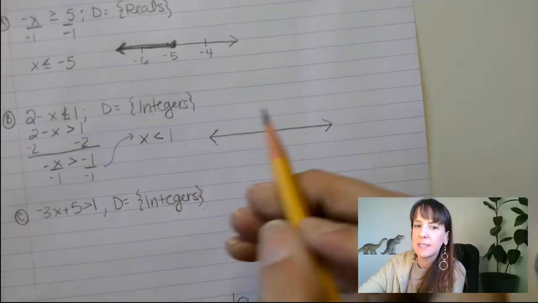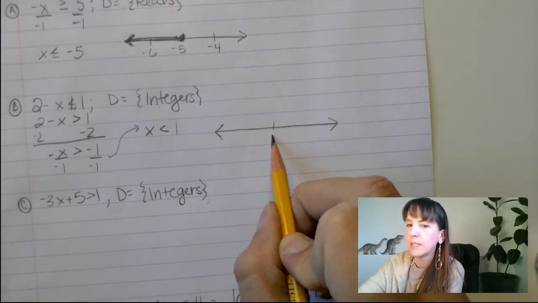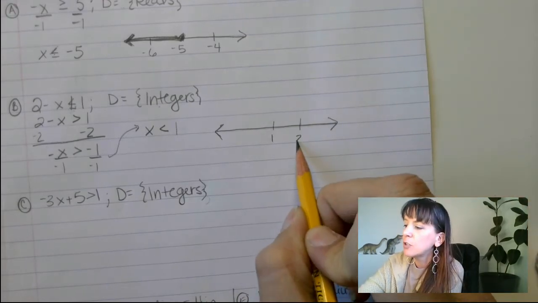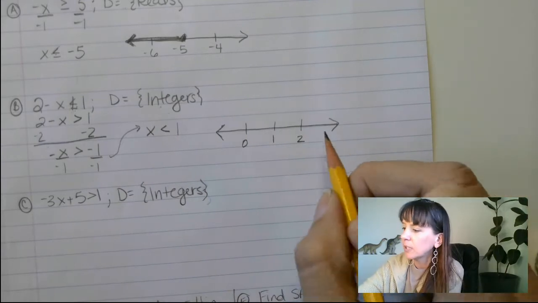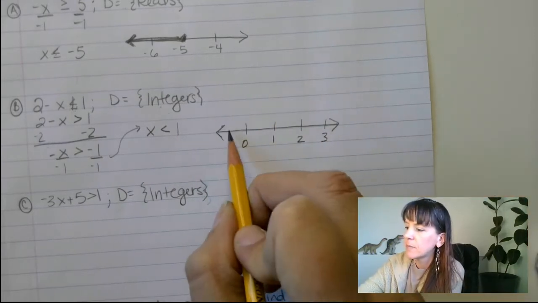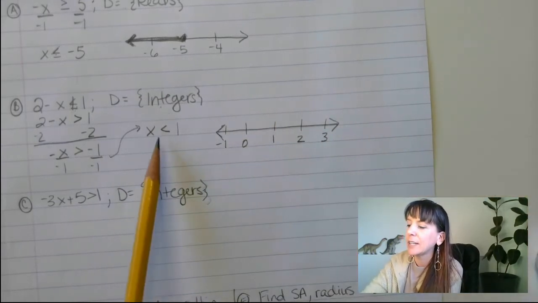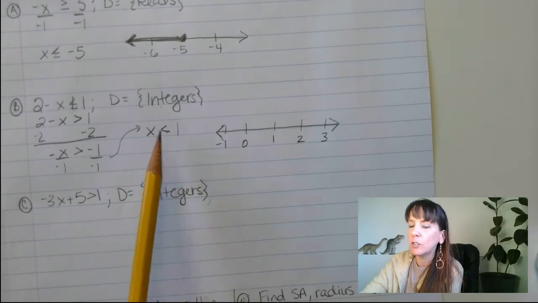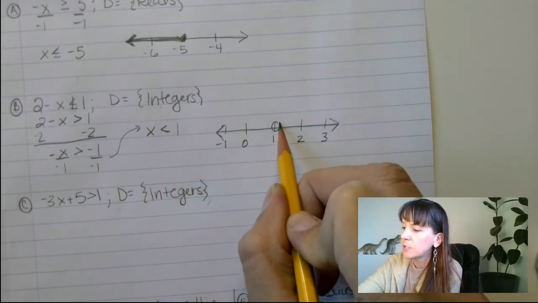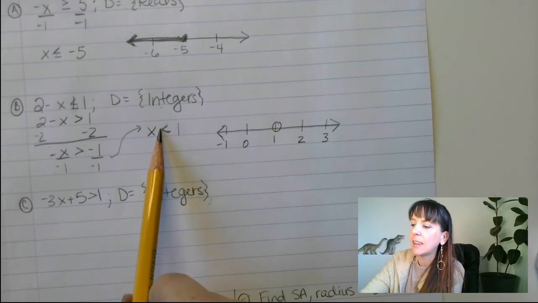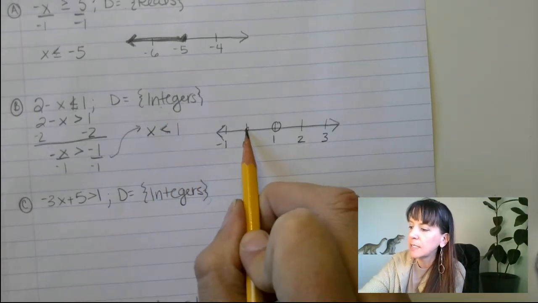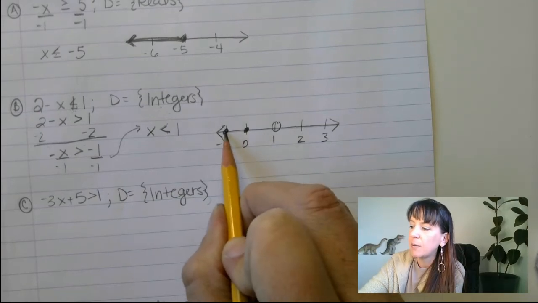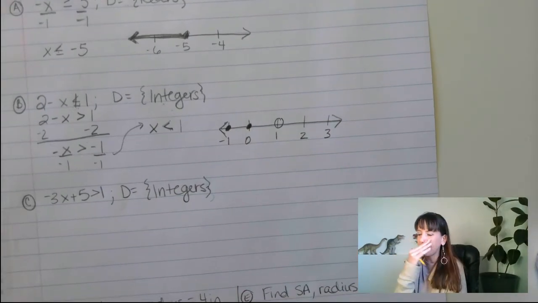We're going to put this guy in the center, give it context. So there is a 1, and then we're going to go 2, and over here is going to be 0. Because this is integers, I'm actually going to do a little bit more, 3, this is -1. All right, so it's an open circle at 1 because it's not equals to, and then it's less than because it's going this direction, and it's integers only, so it's going to be 0, -1, and so on and so forth, okay?